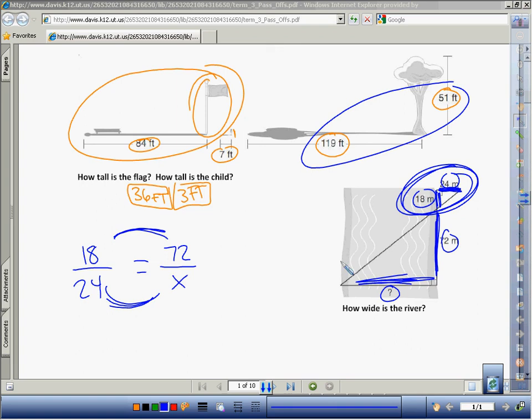Alright, so I'm going to go ahead and cross multiply here. I have 24 times 72. So right there, and I get 1728, and 18x. I divide by 18, and we'll let you go from there and get that answer.